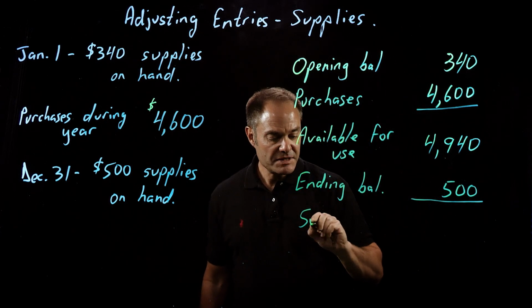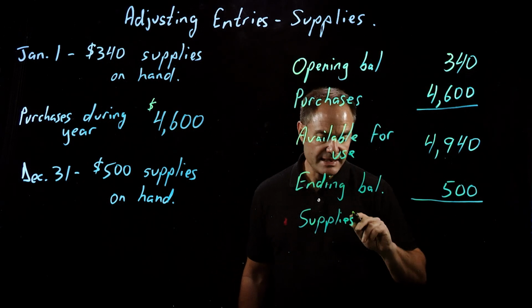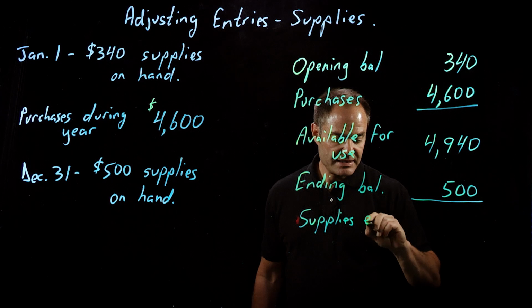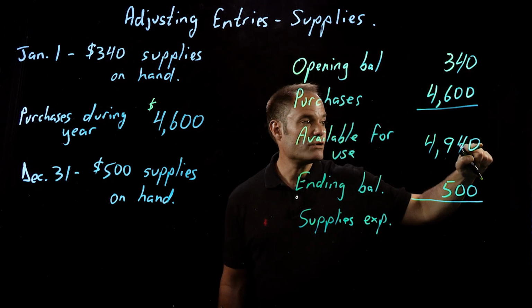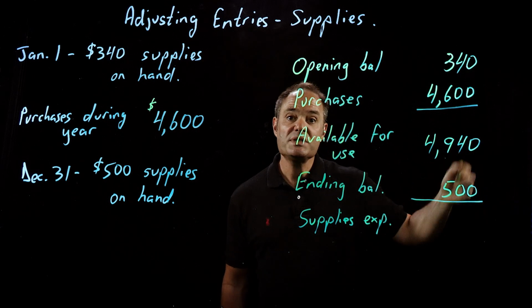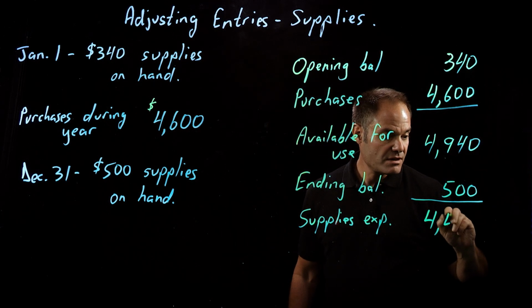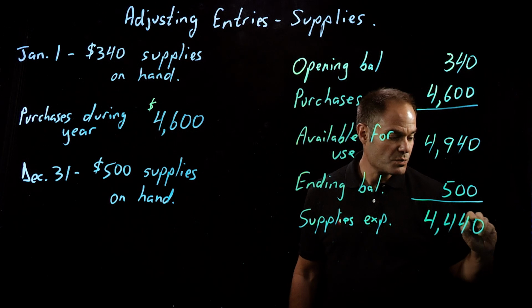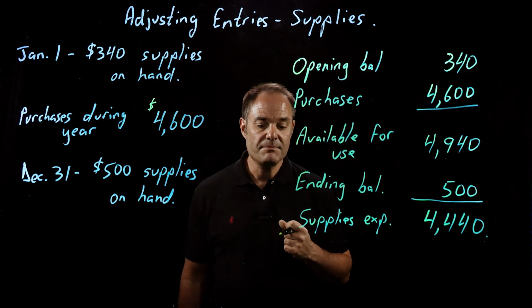So the amount of supplies that were used in the year can be calculated fairly easily now. Supplies expense was the total amount of supplies that were available minus what was still there. The difference is what was used, and that's $4,440 worth of supplies. So now we can do our adjusting entry.